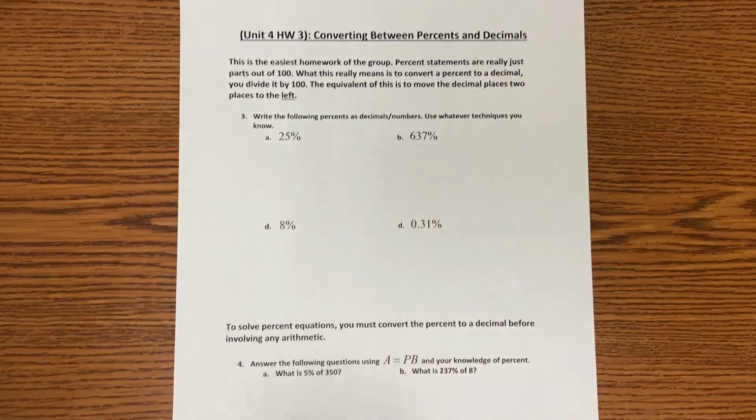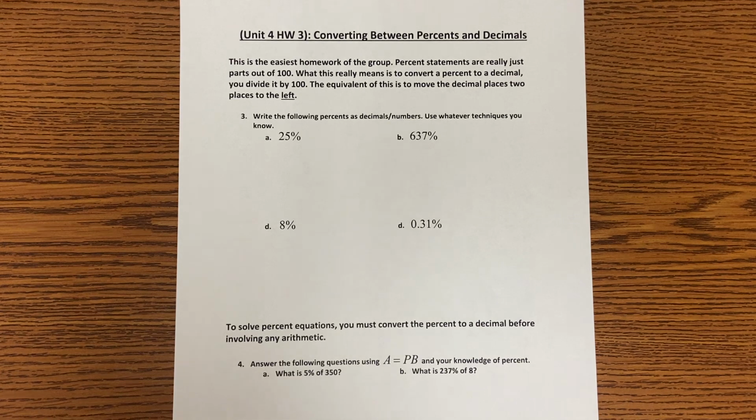I'm Mr. Lee. We're picking up in Unit 4, Homework 3, which is probably the easiest in this section, converting between percents and decimals, because those two are actually very heavily related to each other. Percent statements are really just parts out of 100, parts of a whole 100%. What that really means is decimals are parts out of 1. And the only difference between parts out of 100 and parts out of 1 is dividing by 100 takes away 2 zeros or moves your decimal place 2 to the left.